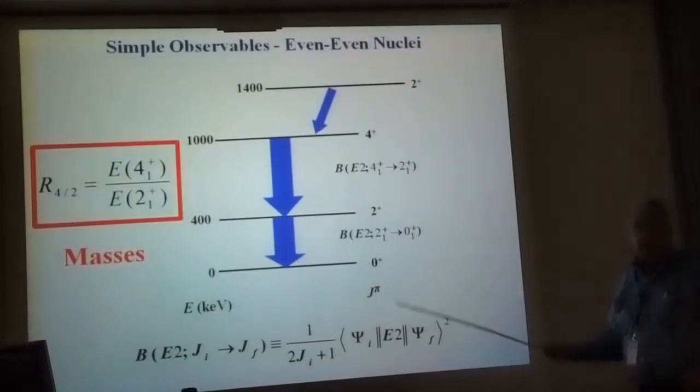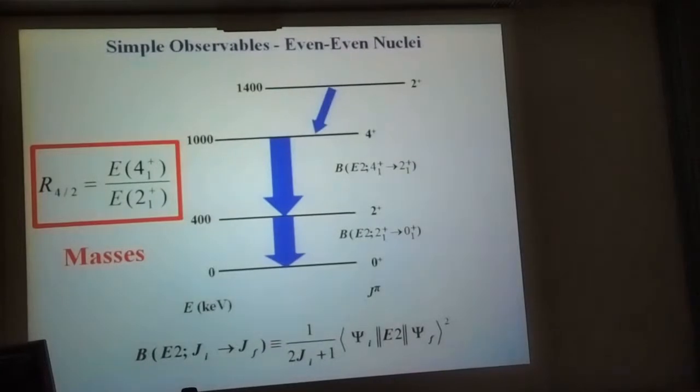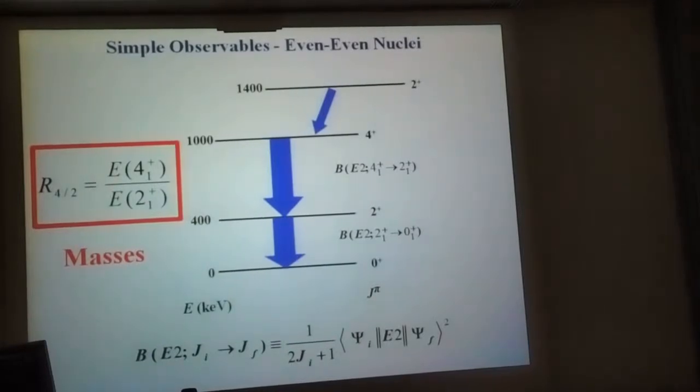Ground state of all even nuclei is always 0 plus. Who knows why that is? Why are the ground states of all even nuclei 0 plus? Anybody know? So there are even numbers of neutrons and protons that cancel each other. So why 0 plus? Why not 2 plus? There's no angular momentum. No? Okay, by tomorrow you'll know.